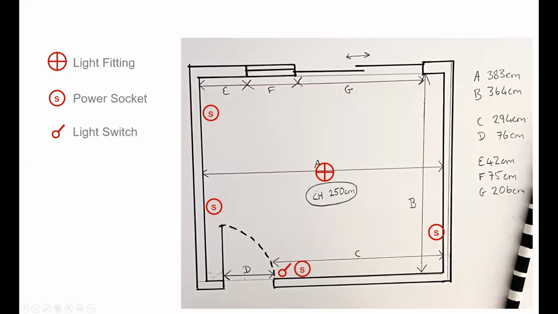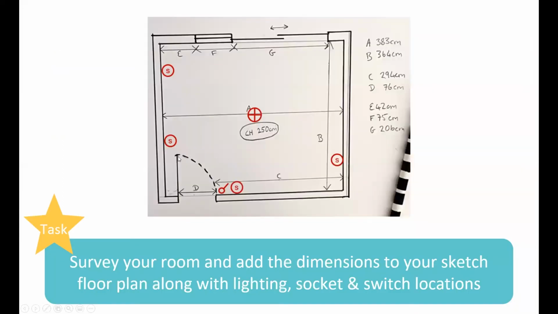So that is the completed survey of your room, the measured survey, and also noting the light points, the sockets and the switches. So the next task for you at the end of this video is to survey your room. So add the dimensions to your sketch floor plan along with lighting, socket and switch locations.